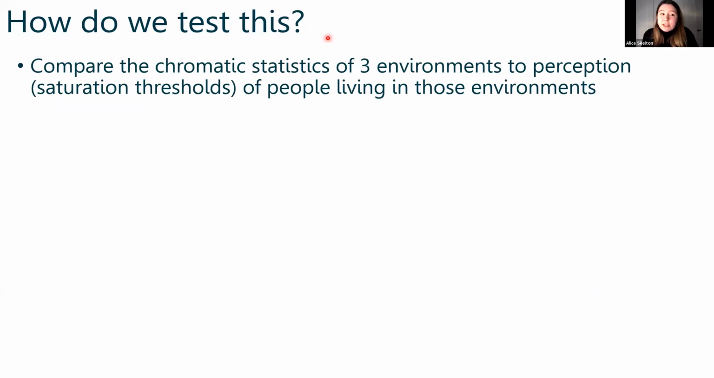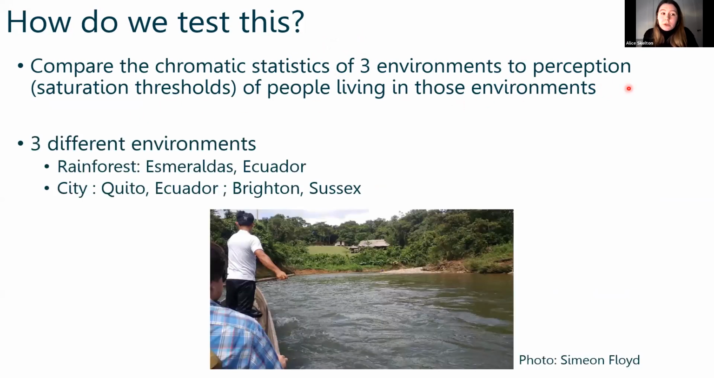Well, the way that we've done it is we've compared the chromatic statistics of 3 different environments to the perception of people who are living in those 3 different environments. And the perception in this case is by measuring saturation thresholds. So the three different environments we have, one is a rainforest, which is in the very north of Ecuador in the Esmeraldas. And then we have two cities, Quito, the capital city of Ecuador, and Brighton, which is a city on the south coast of the UK.